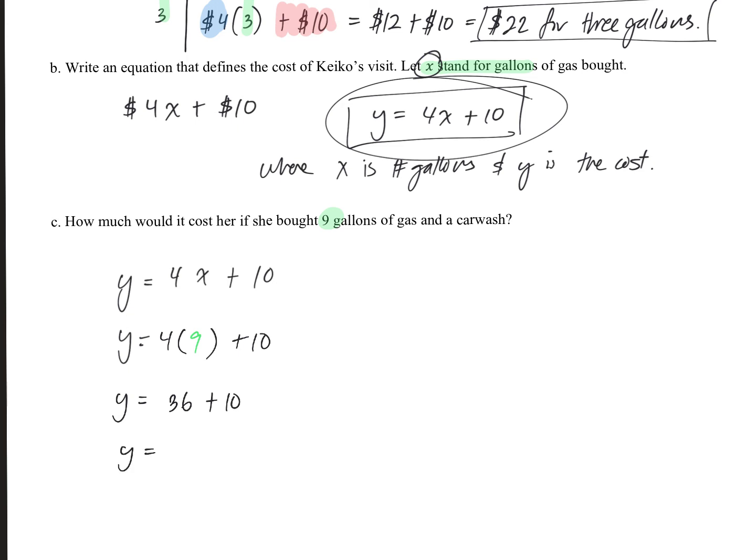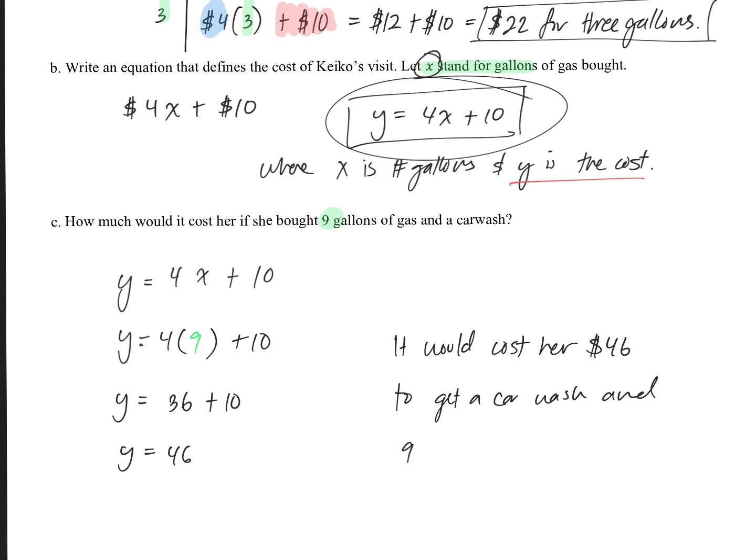Then y equals 46. What does that mean? Remember, y is the cost. So it would cost her $46 to get a car wash and 9 gallons of gas.